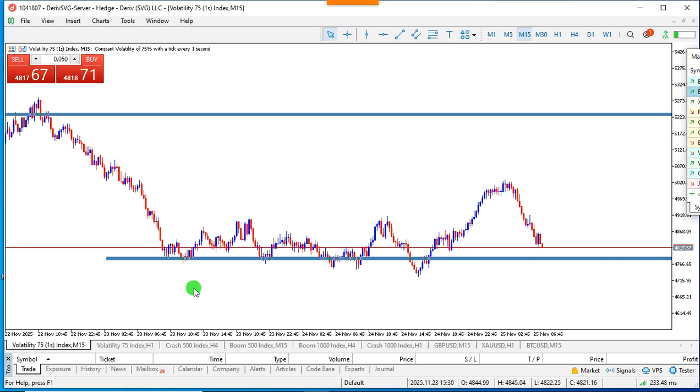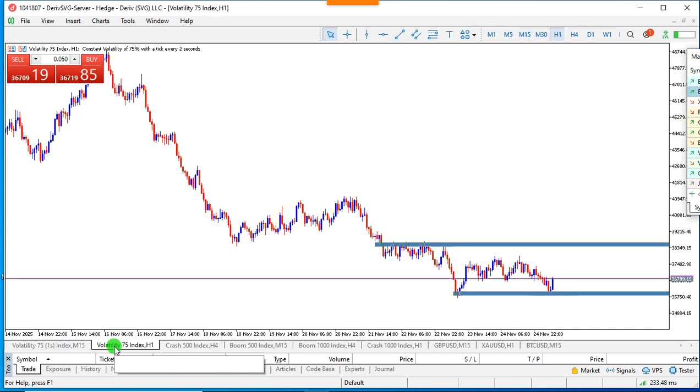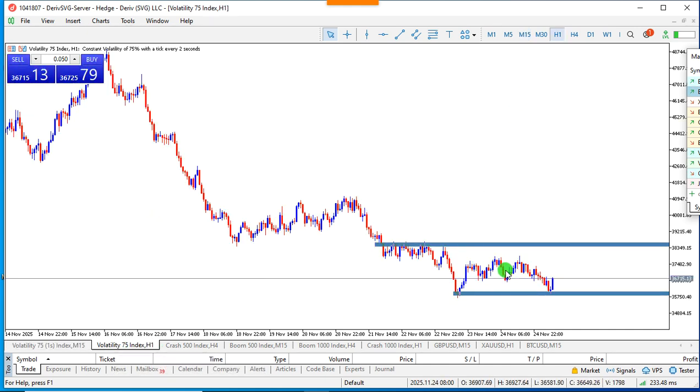Now that's it. Let's go to the next one. This is going to be VIX75, the younger brother. Now the zone is still valid. As you can see, this was actually the zone we marked yesterday. We've not changed anything, so I don't think we need to mark any other zone today.